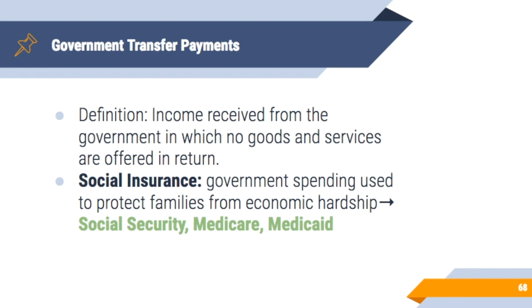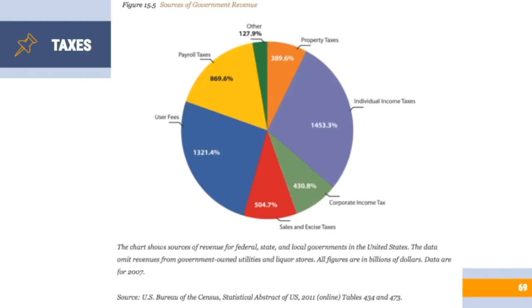So since these government spendings are funded by taxes, what types of taxes are there? Well, let's take a look at this pie chart. You can examine it for a while. It shows the proportion of various types of taxes. As you can see, the individual income taxes make up the largest sector of the graph.